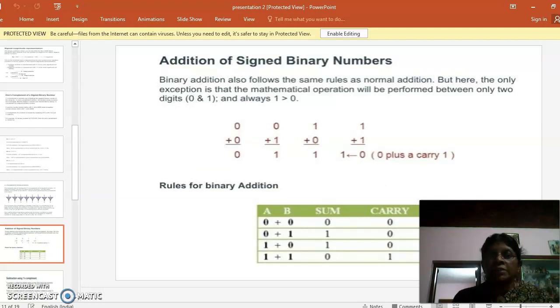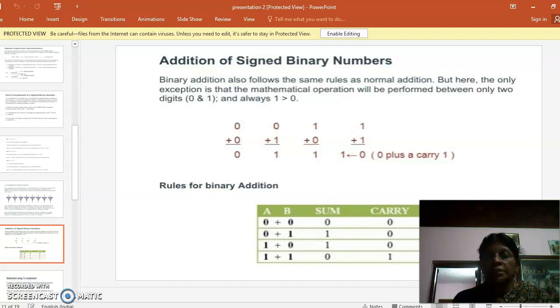Next, addition of signed binary numbers. Binary addition follows the same rules as normal addition, but the only exception is that the mathematical operation is performed between only two digits, 0 and 1. That is, 1 is always greater than 0. There is an example for this, and also a table given below which shows the rules for binary addition.